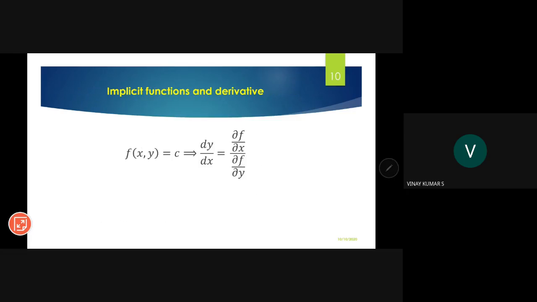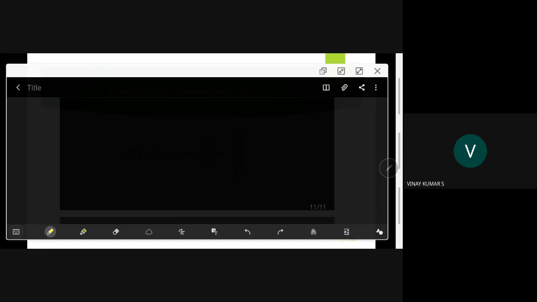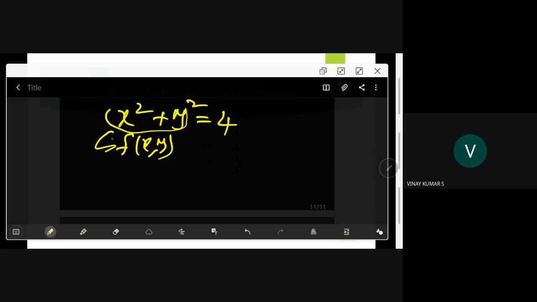Right. Then this is what we call implicit function. You can see, if it is necessary, you can look into this one. There is simply a relationship here. I will also explain this. You have x square plus y square is equal to 4. This is something like f of xy, the left hand side, is equal to constant. This is c.